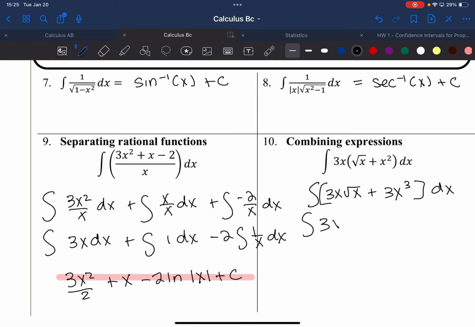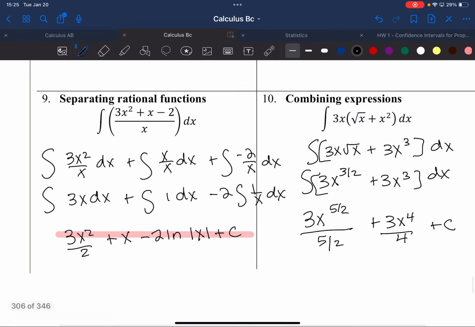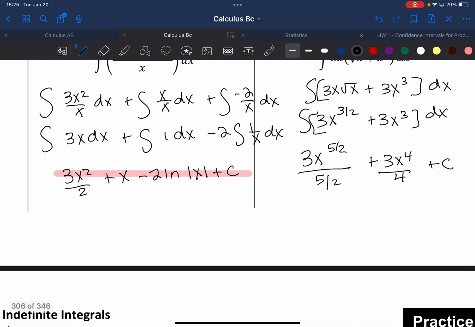3 of x to the 1 and x to the 1/2, which would be x to the 3/2, plus 3x cubed dx. If I take the integral, I would have 3x to the 5/2 divided by 5/2 plus 3x to the 4th divided by 4 plus c. Then I can simplify that to be 2/5 times 3x to the 5/2 plus 3/4 x to the 4th plus c. And that would be my answer.